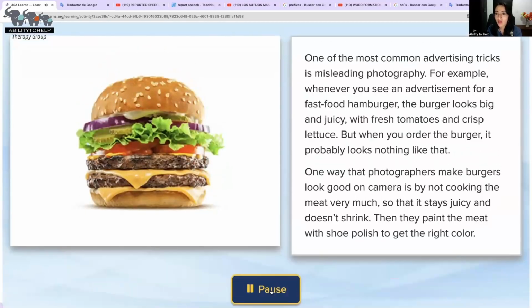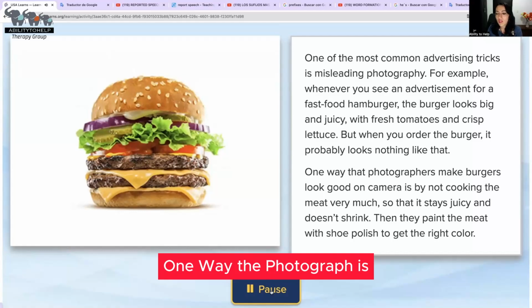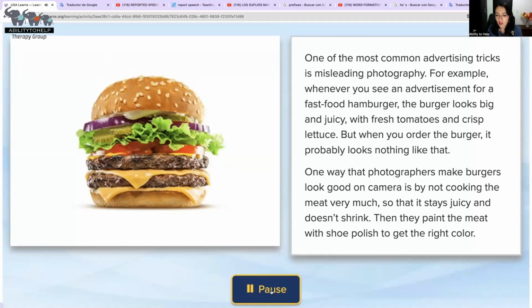One of the most common advertising tricks is misleading photography. For example, whenever you see an advertisement for a fast food hamburger, the burger looks big and juicy with fresh tomatoes and crisp lettuce. But when you order the burger, it probably looks nothing like that. One way that photographers make burgers look good on camera is by not cooking the meat very much so that it stays juicy and doesn't shrink. Then, they paint the meat with shoe polish to get the right color.